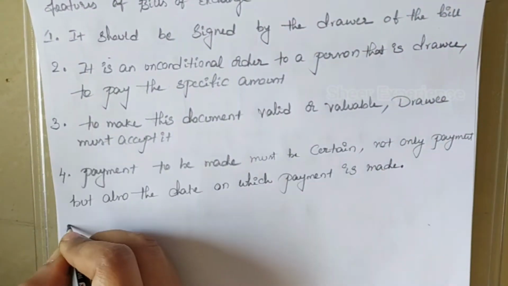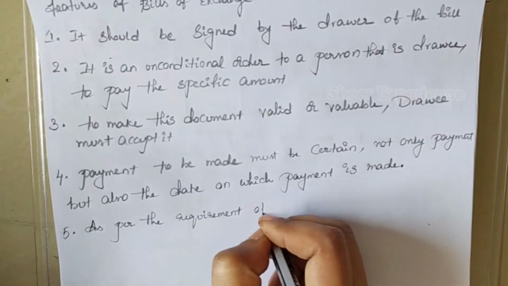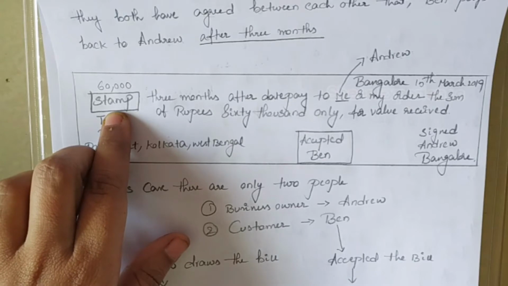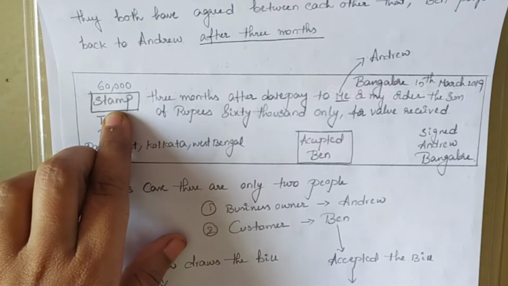Our next feature is as per the requirement of law, the document must be stamped or else it is not valid. So the bill of exchange should be stamped.